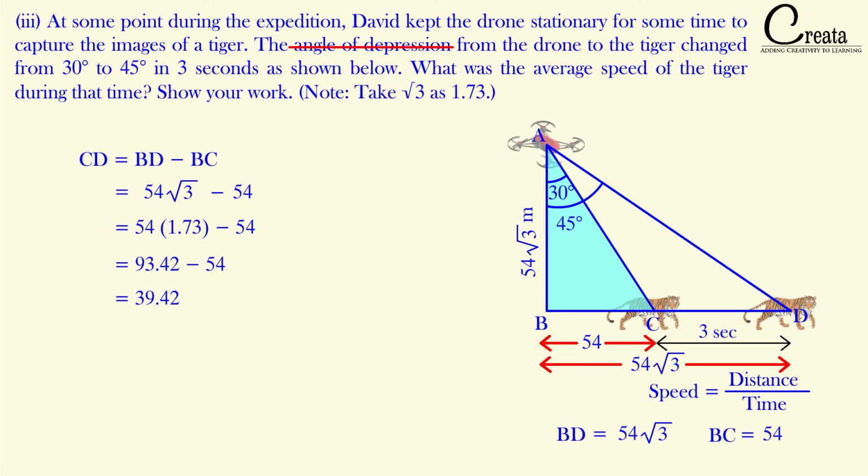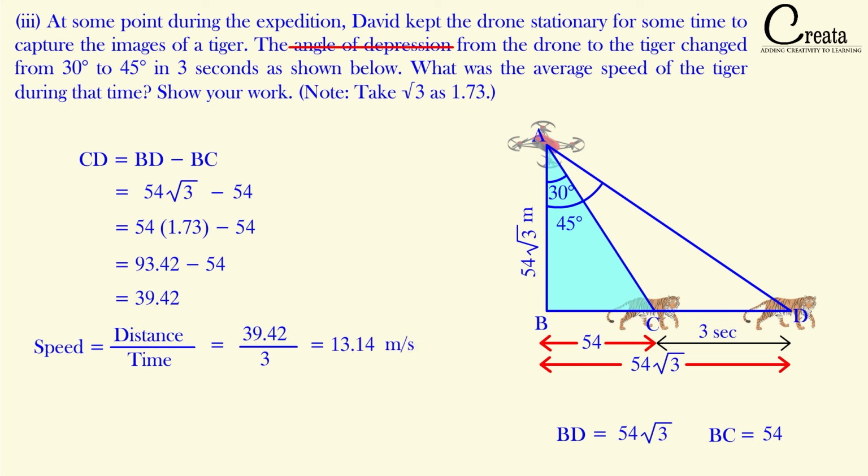We got the distance. Let's find the speed of the tiger that the question framer is asking in the question. Speed is equal to distance upon time. Distance we have just calculated as 39.42 meters and time is given as 3 seconds. On solving, we got the speed as 13.14 meter per second. That is the answer of this question. Got it? We have done all the parts, so we are done with this question.